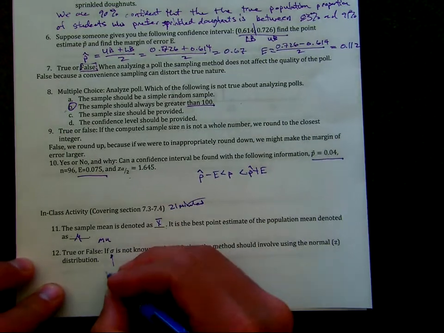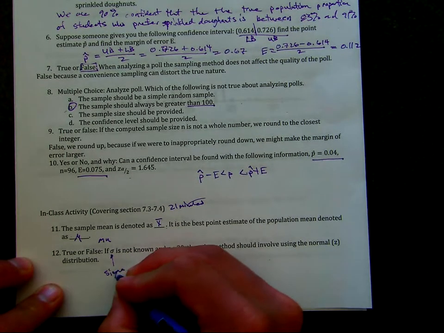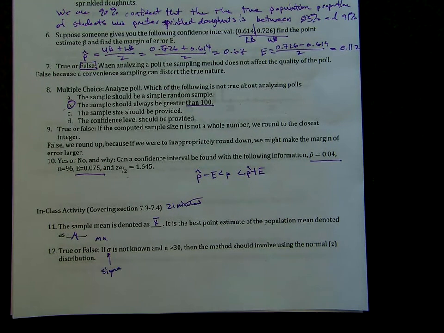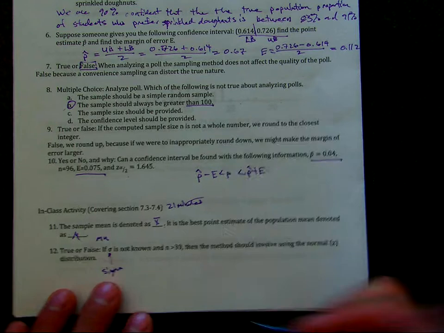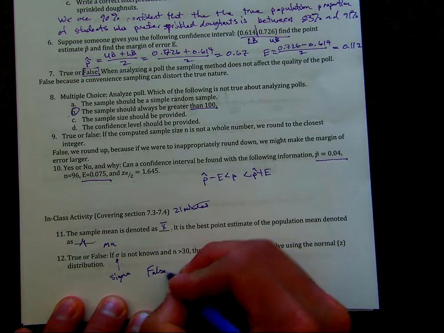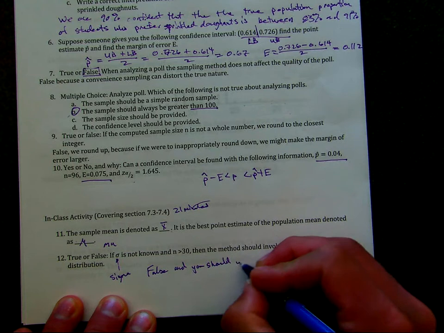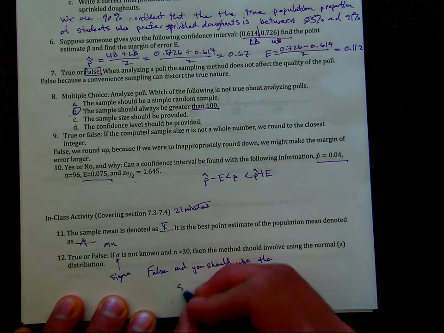Sigma is not known, and n is greater than 30, then the method should involve using the standard normal distribution. So if sigma is not known, you should use the student t distribution. So this is false, and you should use the student t distribution.